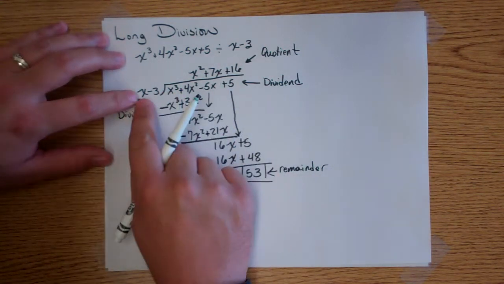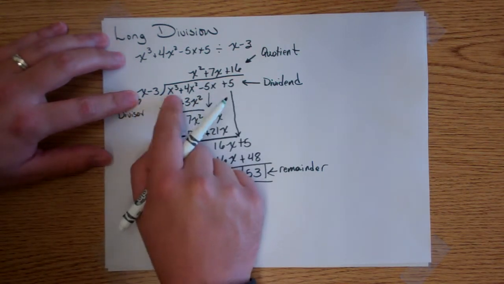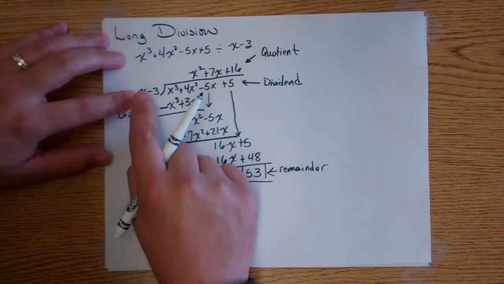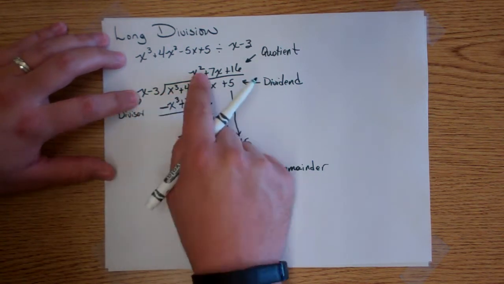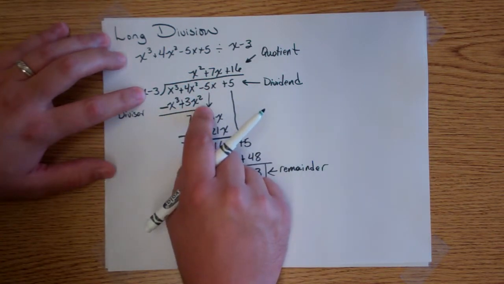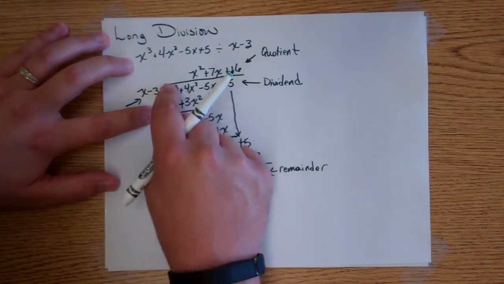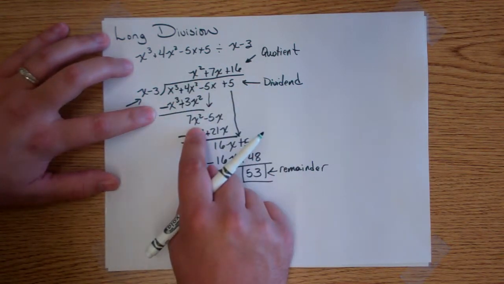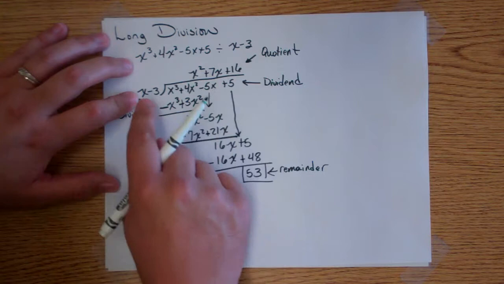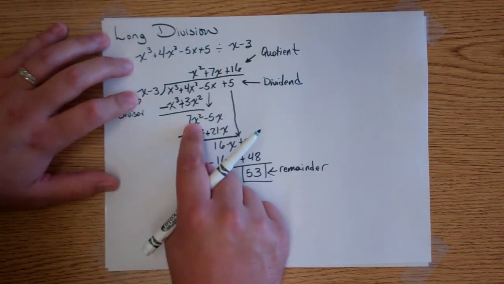All you simply do is ask, how many times does x go into x cubed? Well, what do we need to multiply by x to get x cubed? Well, x squared. So x times x squared is x cubed. Negative 3 times x squared is negative 3x squared. Subtract it, so this becomes negative, this becomes positive. This cancels, this becomes 7x squared. What times x is 7x squared? Well, that's a 7x.